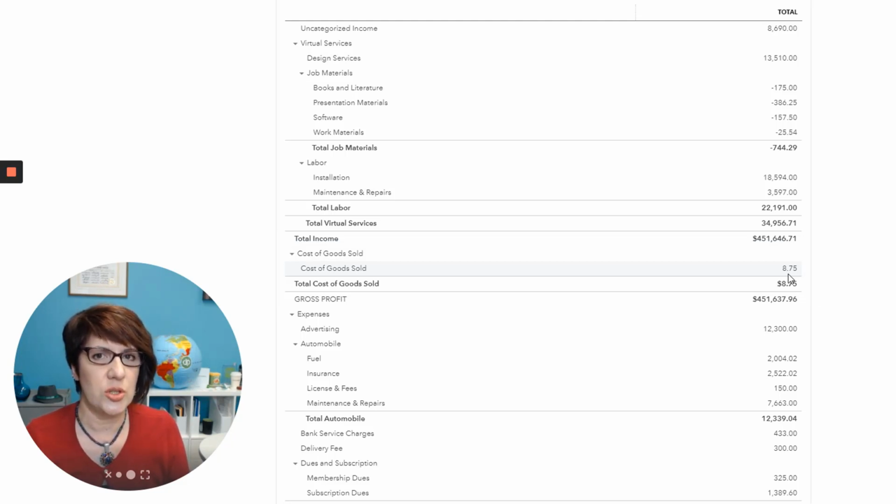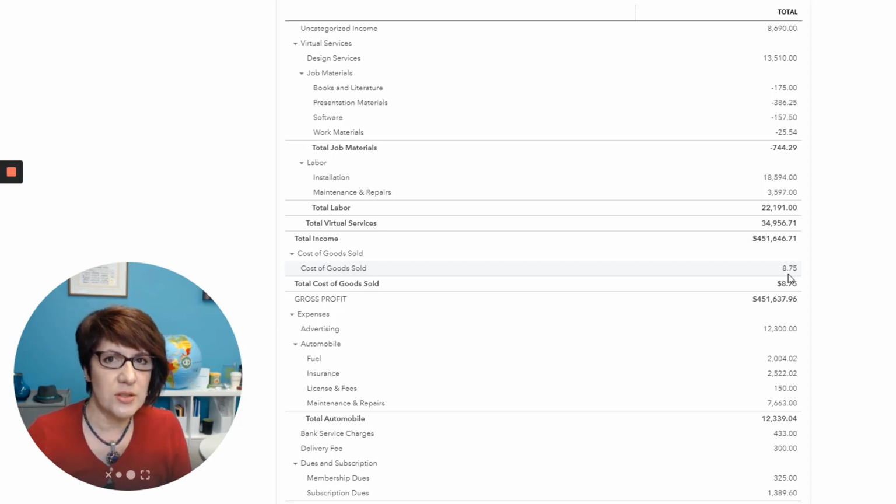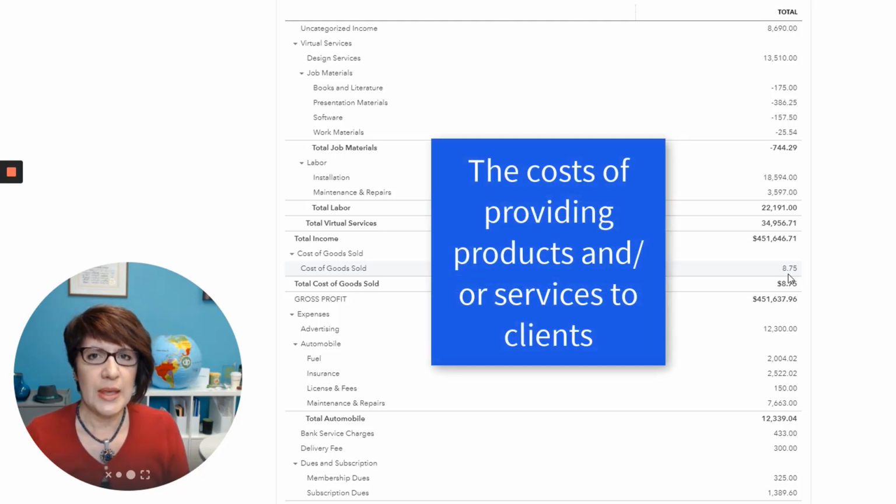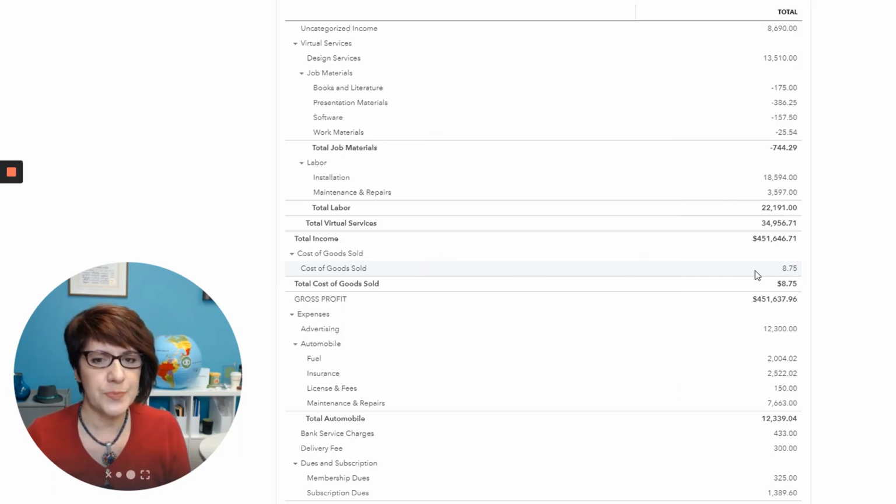Now, cost of goods sold is one of those accounts that gets people confused as to what is cost of goods sold. Should you have cost of goods sold? Is cost of sales the same thing as cost of goods sold? So let me talk about that first. Generally speaking, cost of goods sold or cost of sales, you'll hear those terms interchangeably, are the costs that you incur in providing products or services to customers or clients.